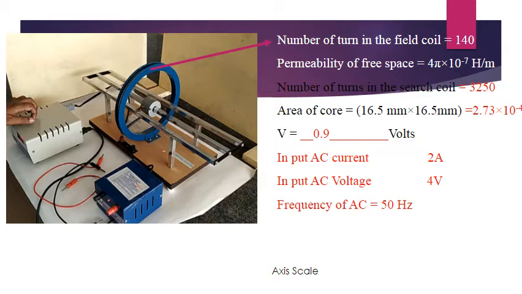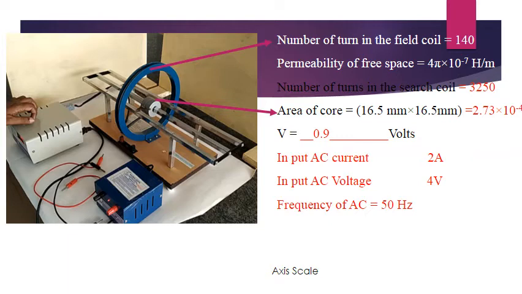It has 140 turns in the field coil. The permeability of free space is 4 pi into 10 raised to power minus 7 Henry per meter. The number of turns in the search coil, the central one, is 3250 turns.